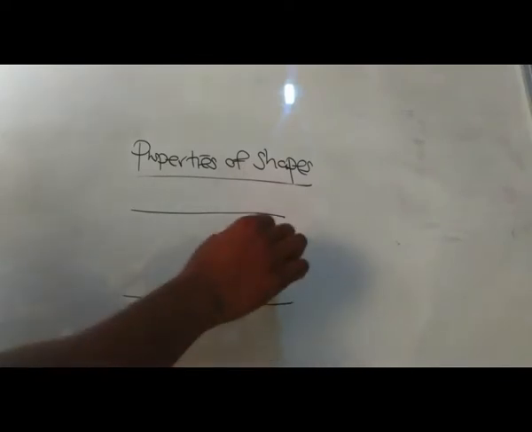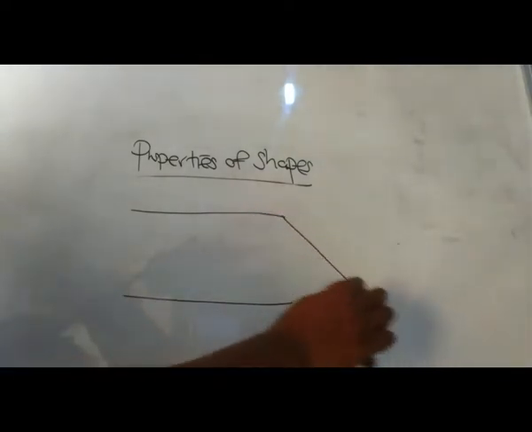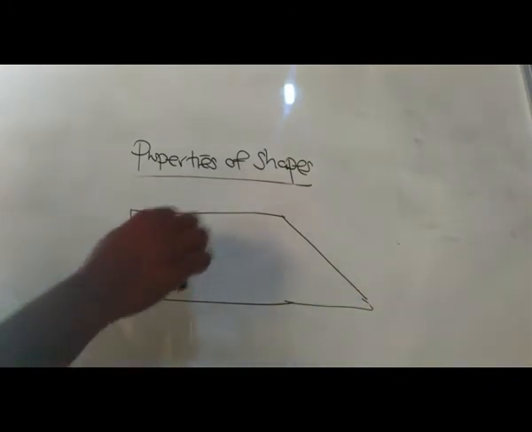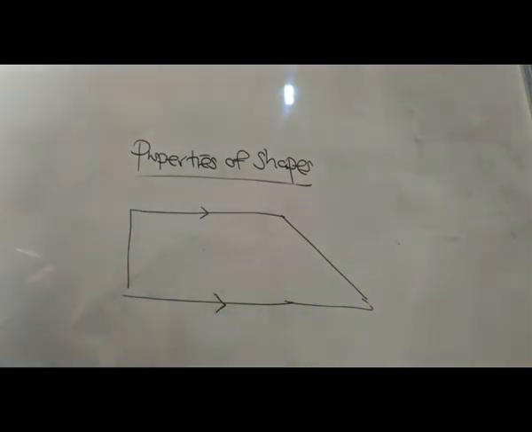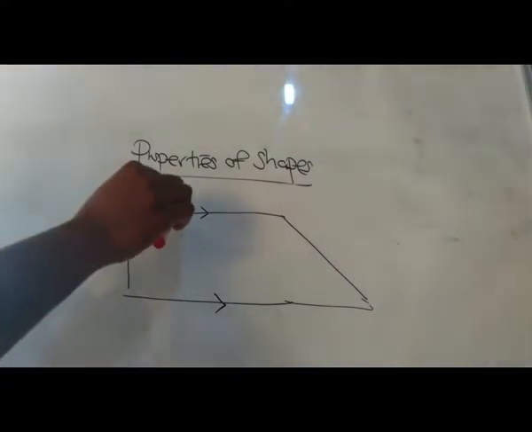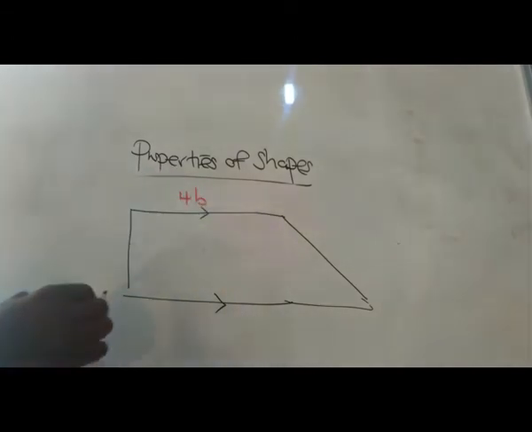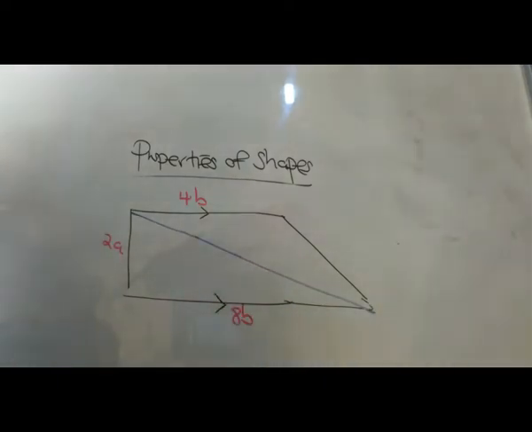For example, if I'm to draw a shape, this is a trapezium. A trapezium is a four-sided shape with opposite sides parallel. Something like this. So this is a sketch diagram of the trapezium. In this trapezium we are given sides: this side as 4b, this one as 2a, and this one as 8b, and this value is known as e.